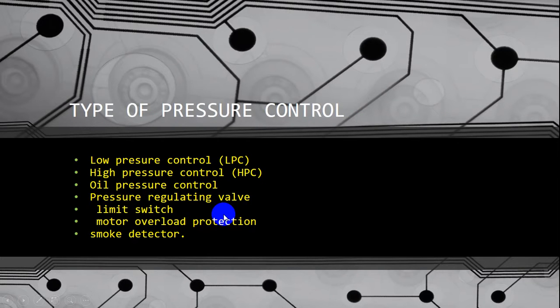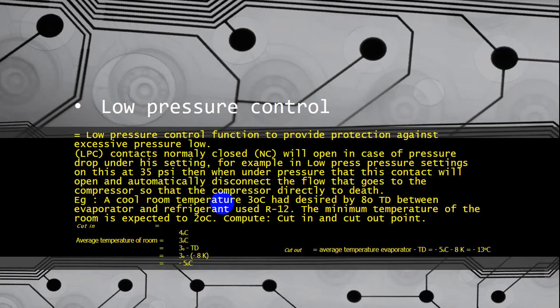The types of pressure control: there is low pressure control or LPC, high pressure control or HPC, oil pressure control, pressure regulating valve, limit switch, motor overload protection, and smoke detector. Low pressure control functions to provide protection against excessive pressure drop. The LPC contacts, normally closed or NC, will open in case of pressure dropping under its setting.